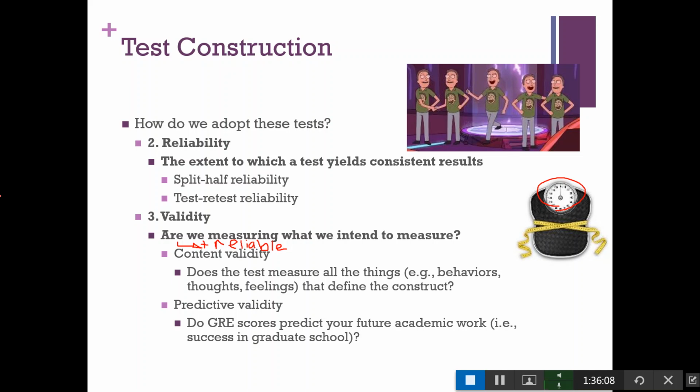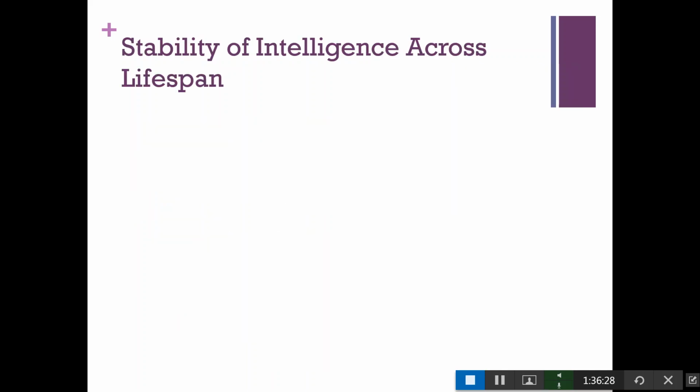Predictive validity is, does your test predict important outcomes like the GRE? We expect that to predict your ability to do well in graduate school. Will you succeed in graduate school, right? If it doesn't predict that, well, then it doesn't have predictive validity because it's probably not measuring what we think it's supposed to measure. If we think GRE scores should predict something, then it's not valid if it's not predicting that outcome. Okay.